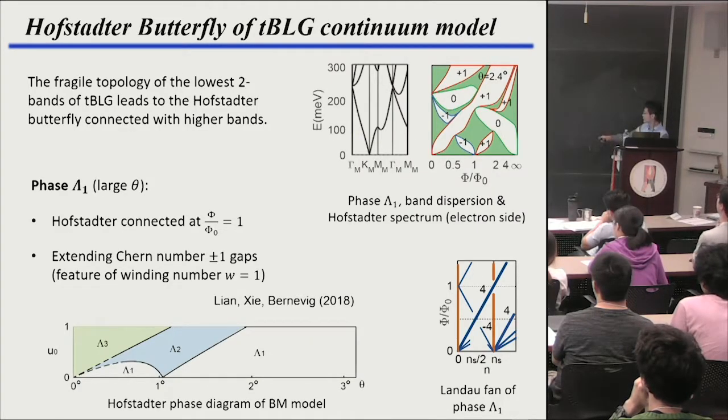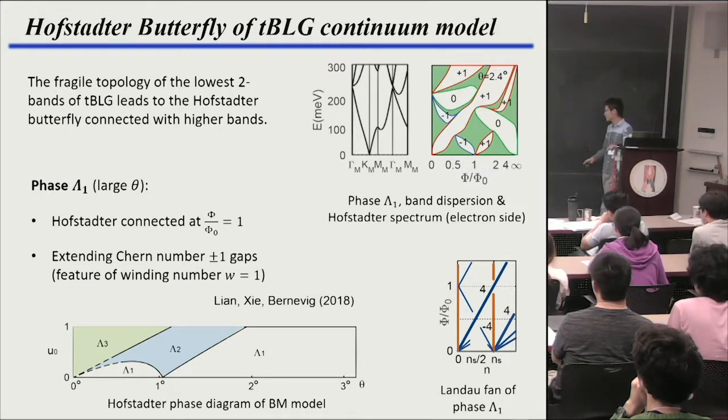And if you look at Landau fans of such a band structure, such a Hofstadter butterfly, there's a feature. Basically, you can see there's a C equal to plus one gap extending all the way to higher magnetic fields. So basically, in Landau fans, people can detect the Chern gaps by measurements. This will show that there's a nuclear four coming from the spin and valley degeneracies. There will be a nuclear four gap, which extends all the way to higher bands.